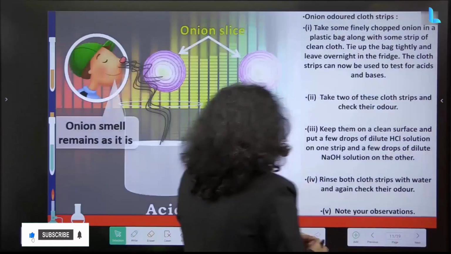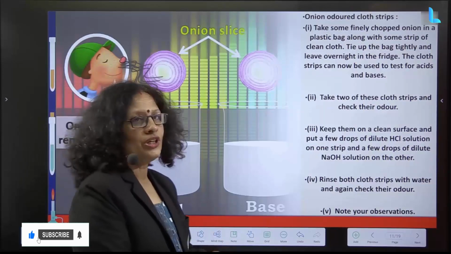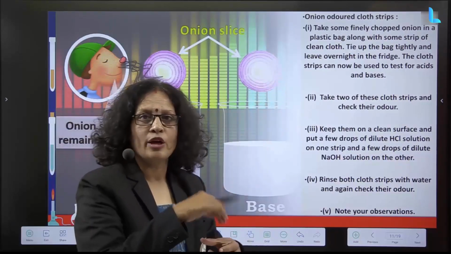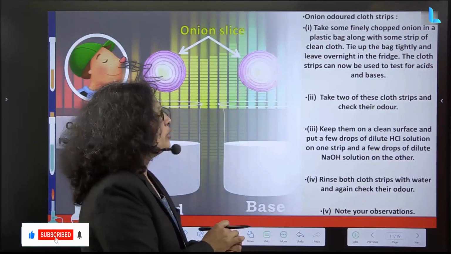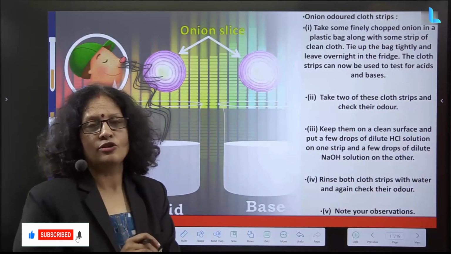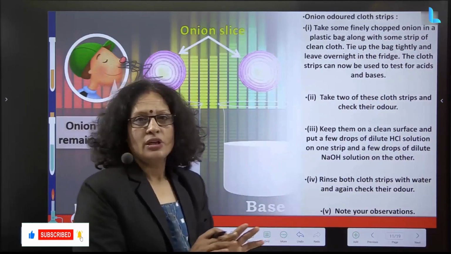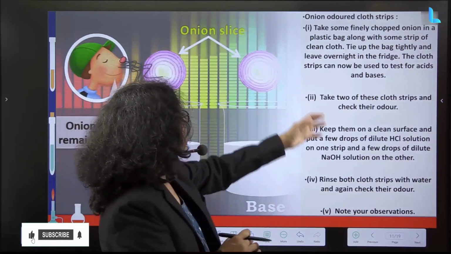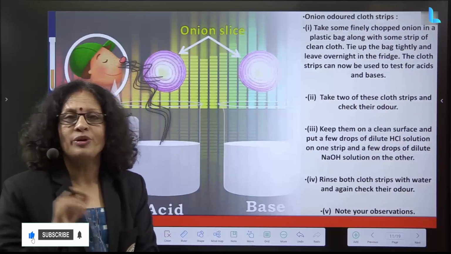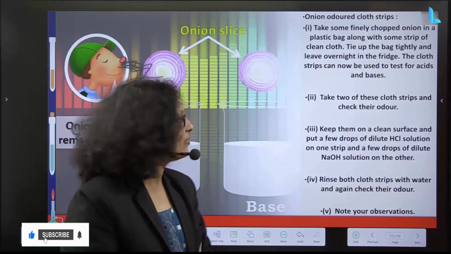Okay, so let's see the next one. These are the onion slices. Now they have a small experiment: onion odored cloth strips. What they did: some finely chopped onion slices they filled in a plastic bag, and some strips of clean cloth were also cut and put in the same plastic bag. Then they tied the bag tightly and put it into the refrigerator overnight. Okay, so the cloth strips can now be used. The cloth strips which were in contact the whole night with the onion slices, which have a smell of onion, will be taken out for the test of acids and bases.